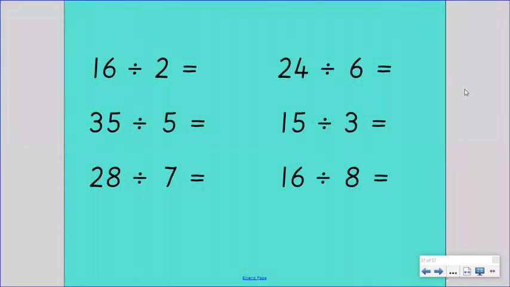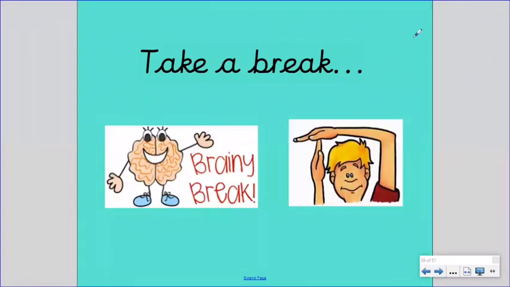Okay, get ready for me to show you the answers. So I'm going to put the answers on the screen now. So have a look at your answers and compare them to these, and I'd like you to mark your own work. Okay, so we had 16 divided by 2 equals 8, 24 divided by 6 equals 4, and so on. Well done everyone for working so hard up until this point.